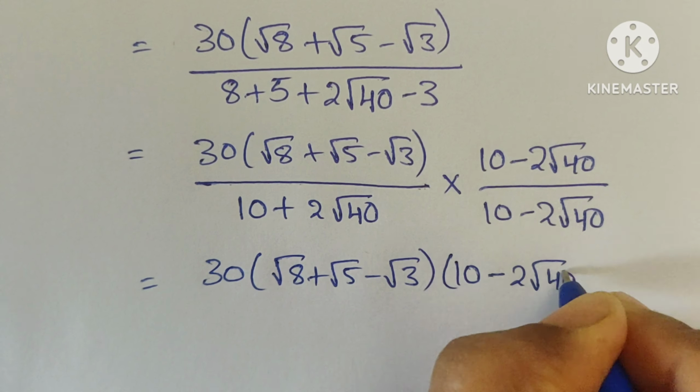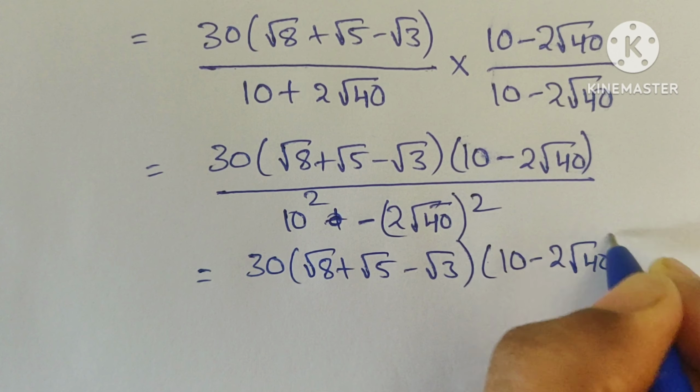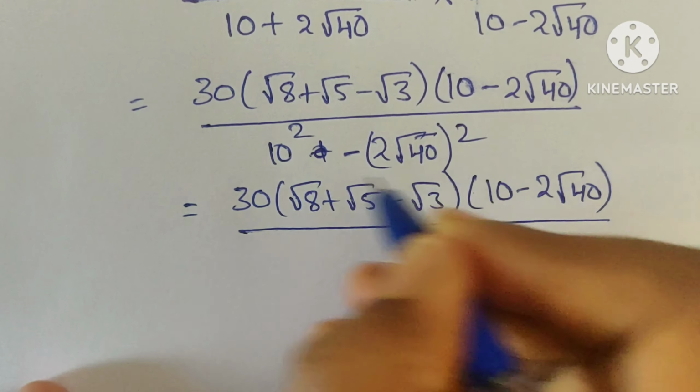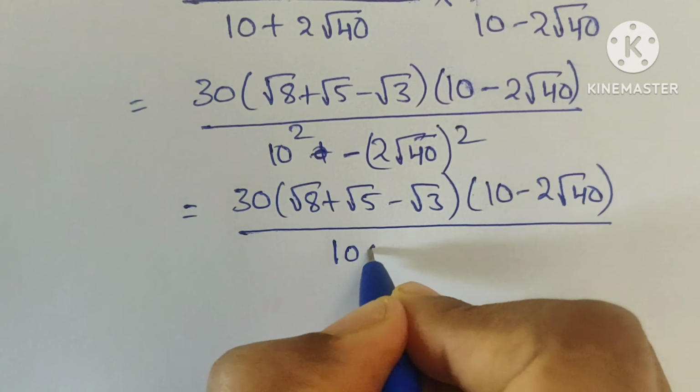Here we can write 10 square minus 2 square root of 40 whole square. So now it will be 30 times square root of 8 plus square root of 5 minus square root of 3 times 10 minus 2 square root of 40 divided by, so 10 square which is equal to 100 minus, so here 2 square 4 and square root gets cancelled. So 40.